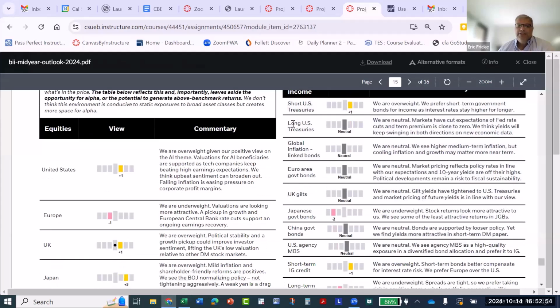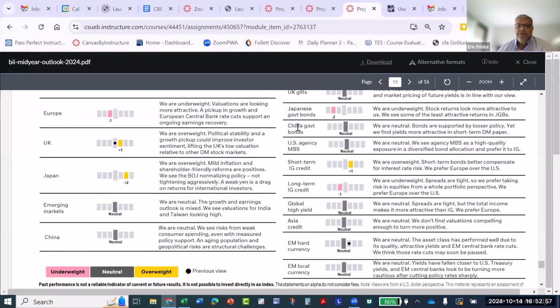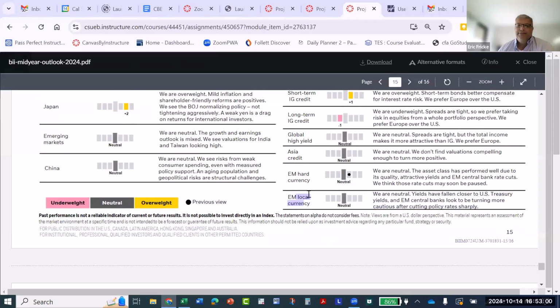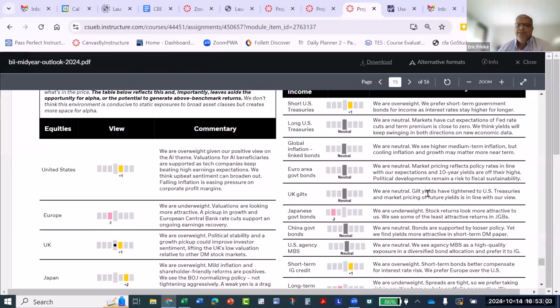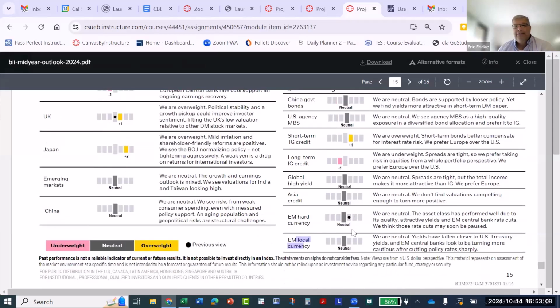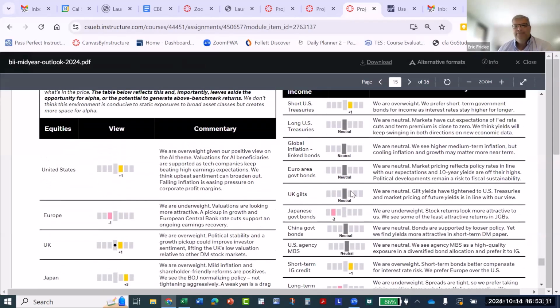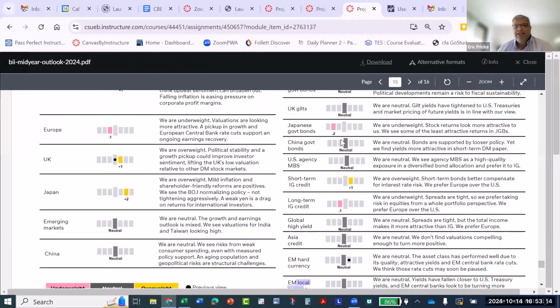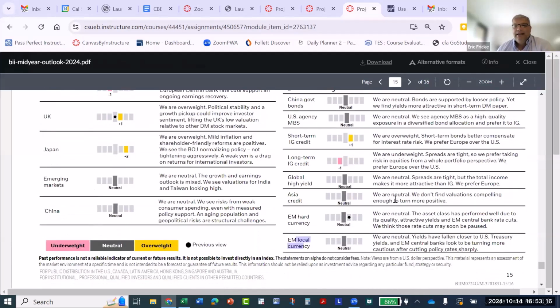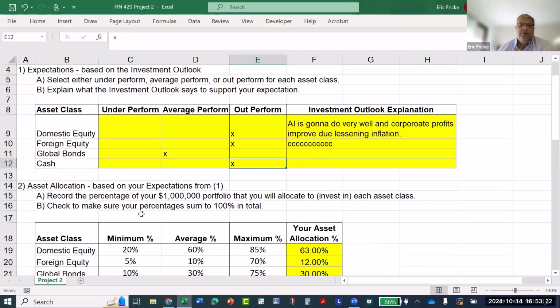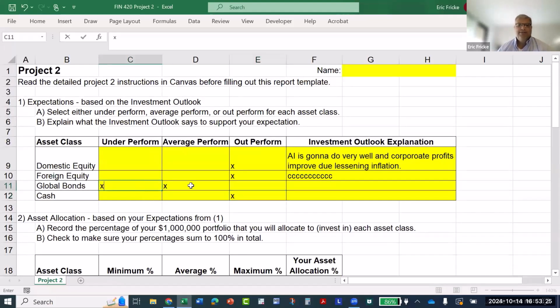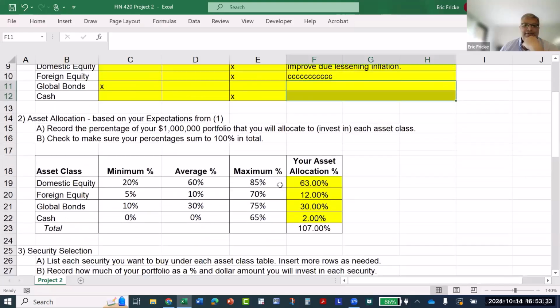And then everything else here, from long US Treasuries all the way down to EM local currency, all that stuff is going to be global fixed income. So take a look at that and see what it says. And when I look at this, I'm thinking we got all these neutrals, a -2, a +1, and a -1. I would go with negative, underperforming in global. So I would go over and do this. And here you have to talk about what they say in the report, right? So that's what I got from here.